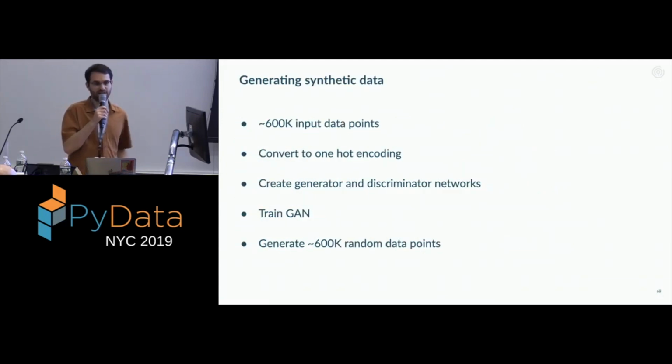Okay, so how do we take this and turn this into some synthetic data? There are about 600,000 input data points in this data set. First, I convert them to a one-hot encoding, just for the sake of the network. For each level of the category, there's a column that's a 1 or a 0, depending on whether that record falls within that category. Then I create a generator network and a discriminator network, and I'll talk about the architectures of those in a second. I train the GAN, or generative adversarial network, so the package takes care of most of this for you, and then generate the same number of output data points as there were in the input.